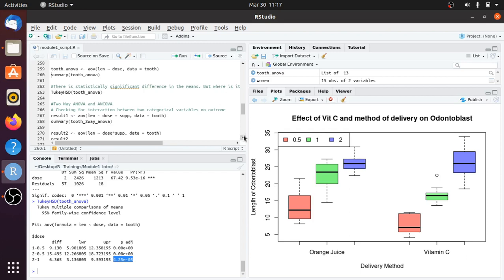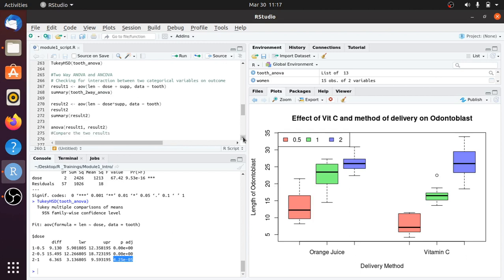Now let's assume we want to combine the two of them. Is there a synergistic effect of both the dose and the delivery method? Because of what I did, we talk about synergy, additive effect and synergistic effect. Now, is there any interaction between the dose and the method of delivery when it comes to the length of odontoblast?